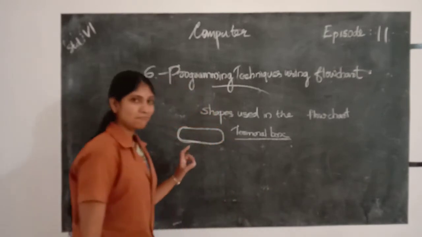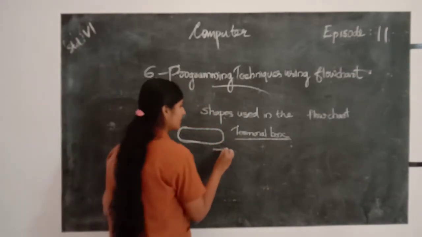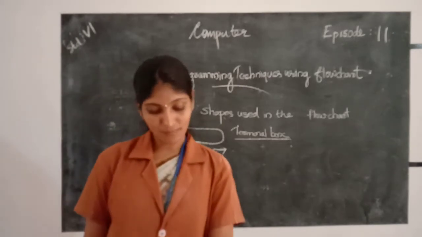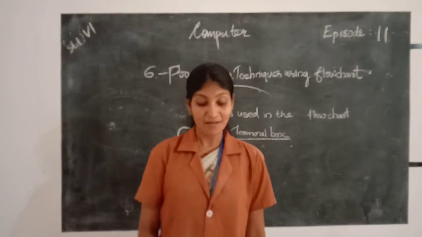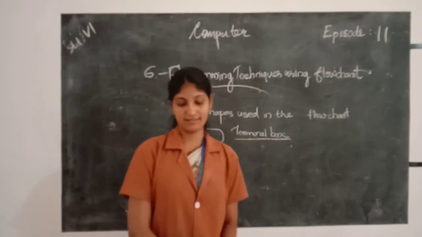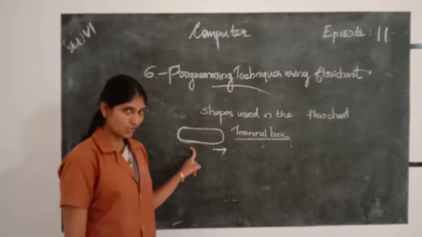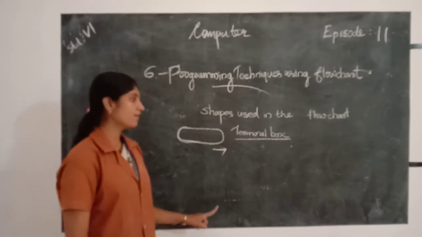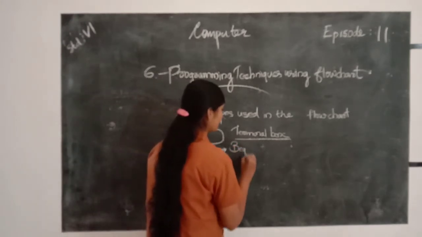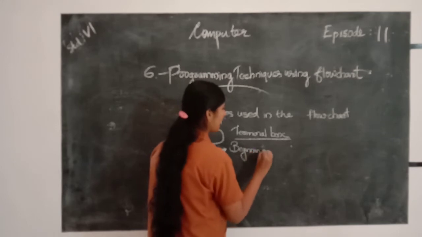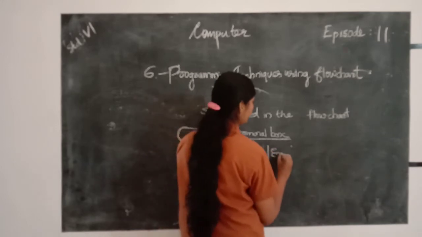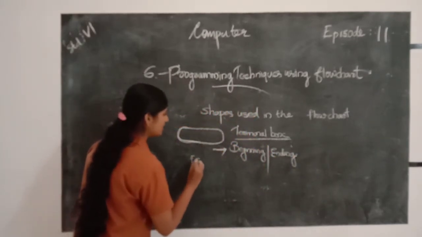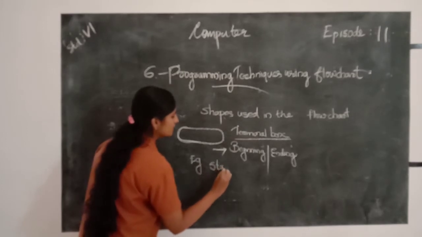The use of the terminal box is that we can write start and stop. This box is used at the beginning or ending of the flowchart. Example, we can write start and stop.